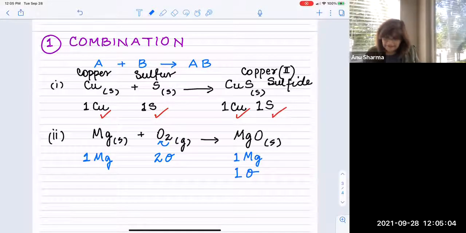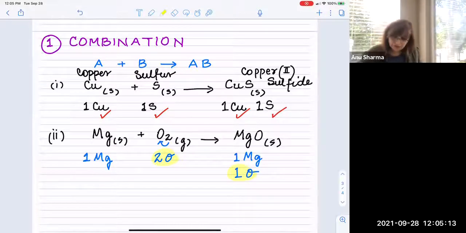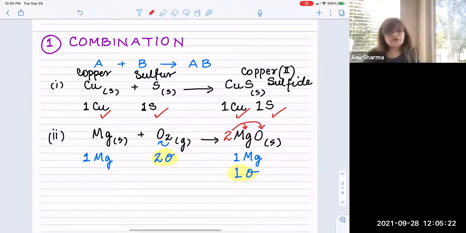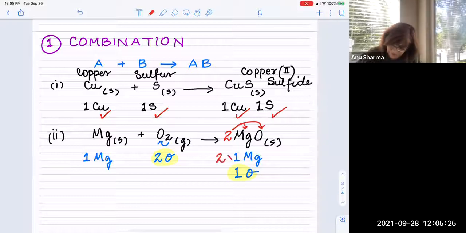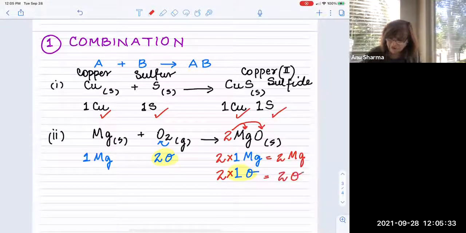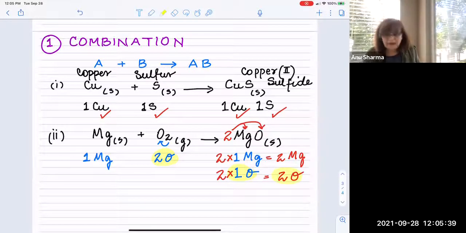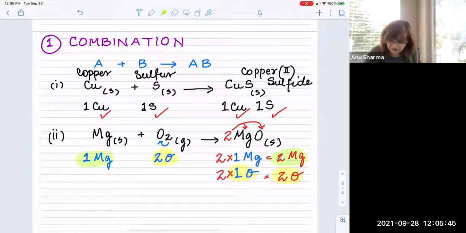So what happens in this case? In this case, we see that oxygens are not balanced, so we have to do something about it. In order to balance oxygen, you put 2 in front. That means 2 applies to this oxygen product, 2 times 1 magnesium and 2 times 1 oxygen. Now it gives you 2 magnesiums and 2 oxygens. So by doing that, the oxygens are balanced, but something that got off was magnesium. Magnesium is 2 on this side, magnesium is 1 on this side.